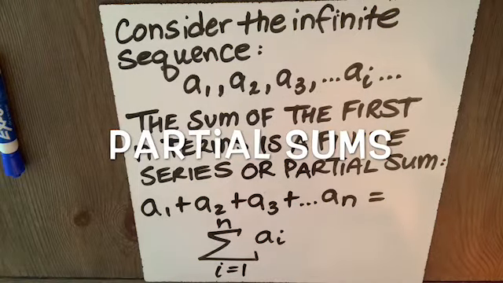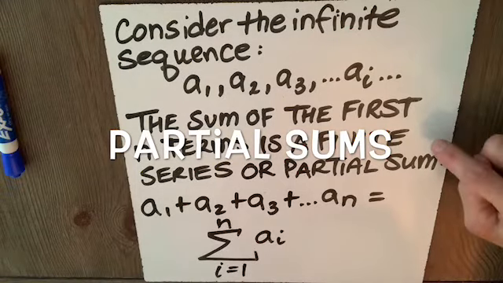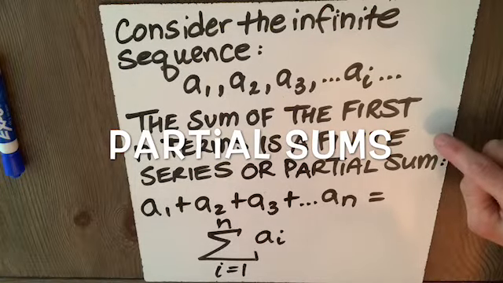Consider the infinite sequence A1, A2, A3, all the way through Ai, some indeterminate term. Sometimes we use An for that. Dot, dot, dot. It's going on forever. The sum of the first n terms is a finite series or a partial sum.